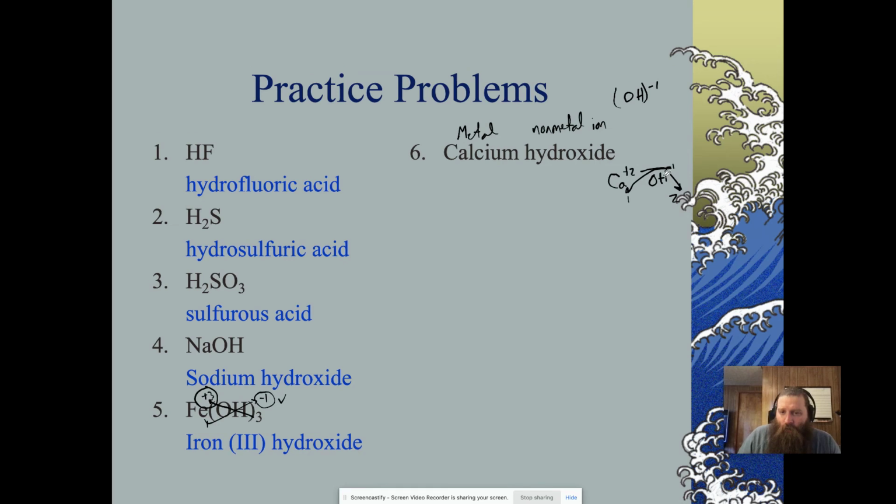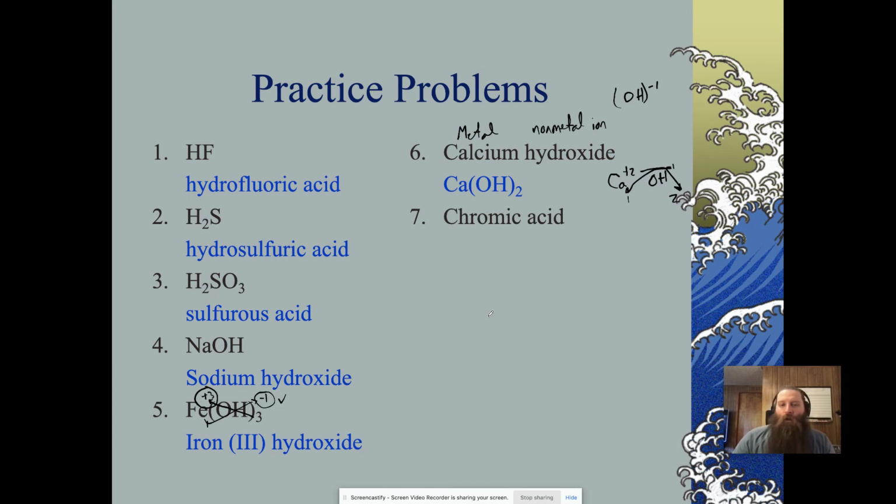Now, be careful. I don't want Ca and then O and 2 H's. I don't want OH2. I need to keep hydroxide as a group. So when I write this formula, I put hydroxide in parentheses. That tells me I have a calcium with 2 hydroxides bonded to it.